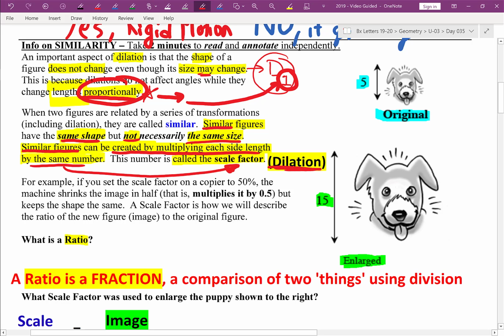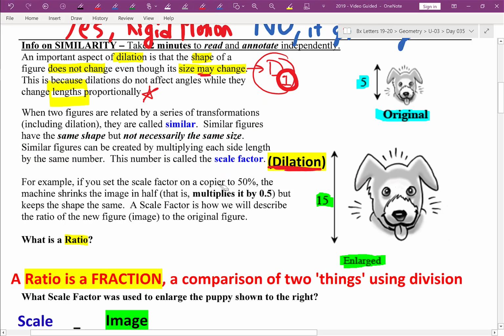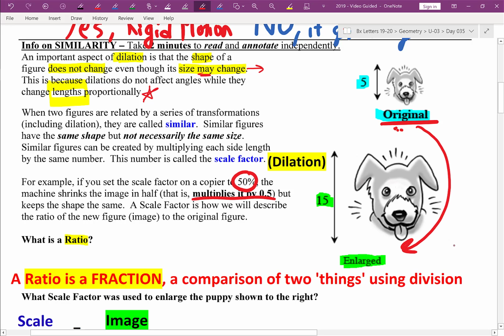Okay? So the real world example that they're using here is these puppies. And here you have the original, and it's basically saying, if you put it on a copier, you could shrink it 50%. That's multiplied by half. But at least in this picture, something's happening. Something's occurring to this original to get it to the enlarged. And it's a scale factor. Could you figure out what the dilation is? So pause it. Take a second if you already know.